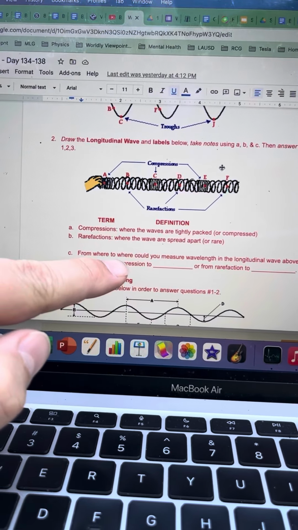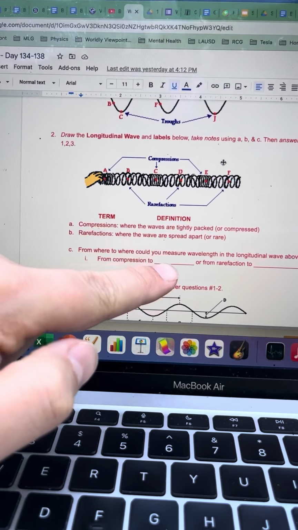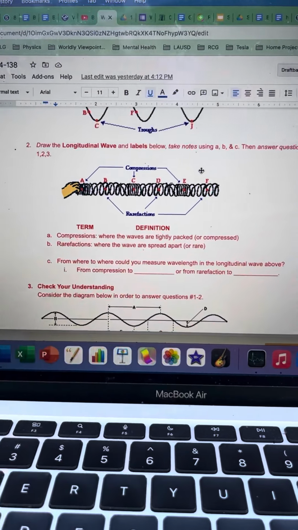And from where to where could you measure wavelength? From compression to compression, or from rarefaction to rarefaction.